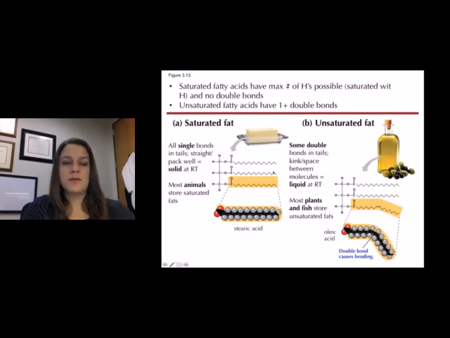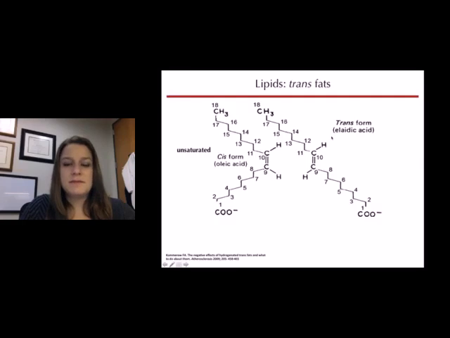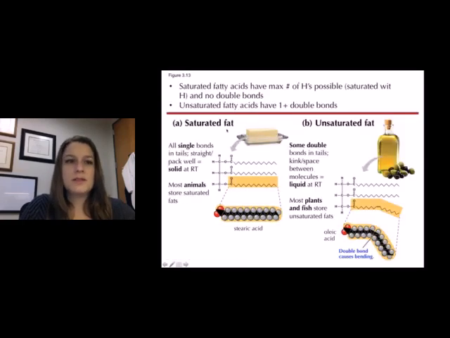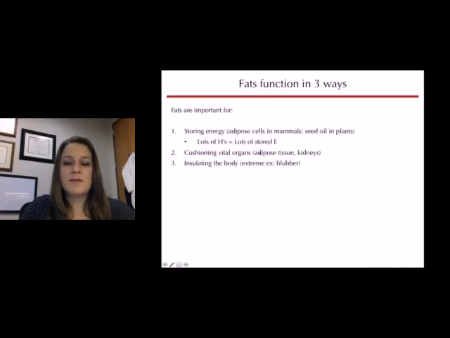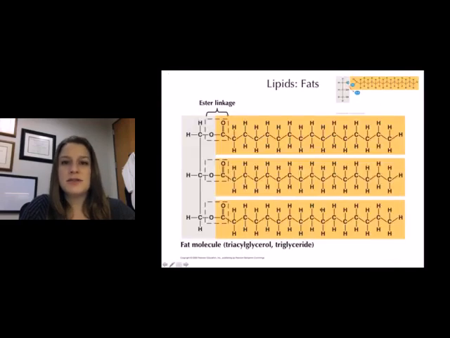So in the fat group, there are two types of fats, or three types of fats. Here are two of them: saturated fat, unsaturated fat, and then our trans fats. So saturated fat, the reason it's called saturated is if you looked at these tails, these fatty acid tails, all of the carbons will be full of hydrogen. This is a saturated fat.